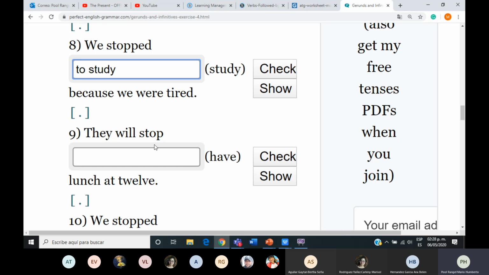They will stop, have lunch at 12. They will stop. To having. Acá en eso tengo uno y uno. Having. Acá ya tengo como tres having. Bueno, having.